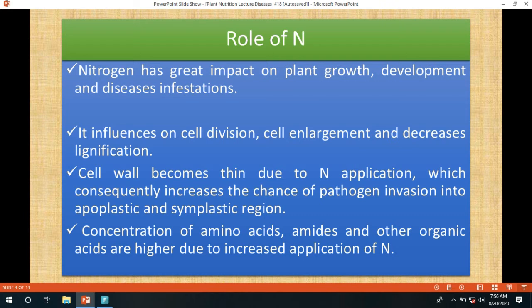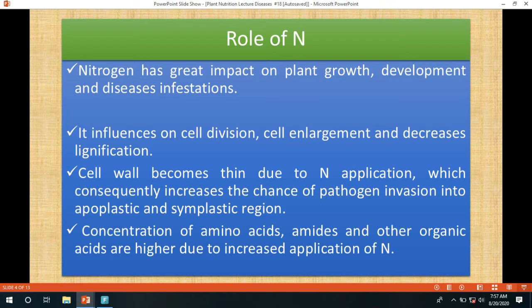As we know, nitrogen is the most important macronutrient element, and nitrogen has a great impact on plant growth, development and disease infestation. It influences cell division, cell enlargement and decreases lignification. The cell wall becomes thin due to nitrogen application, which consequently increases the chance of pathogen invasion in the apoplastic and symplastic region. The concentration of amino acids, amides and other organic acids is higher due to increased application of N.